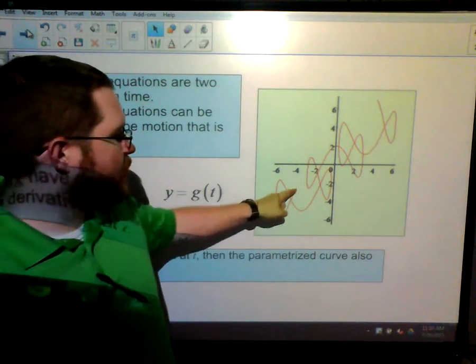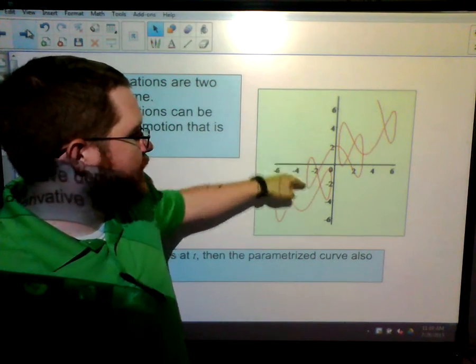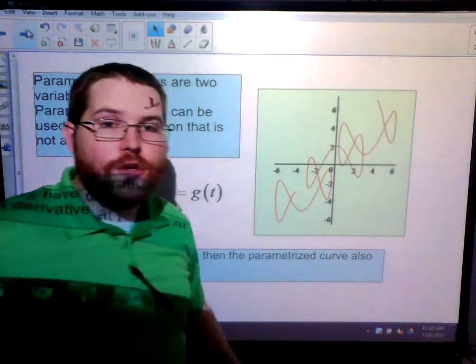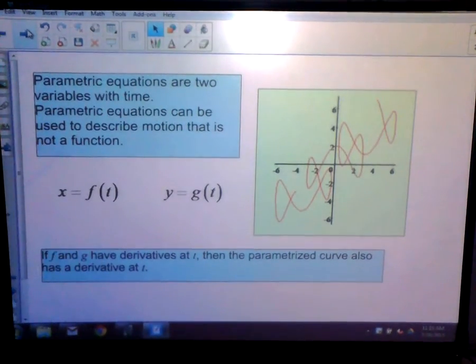So imagine if you had a particle that did this. You couldn't write a function for this because it fails the vertical line test. So you have to use x of t and y of t. If f and g have derivatives, then there's also a derivative with respect to t.